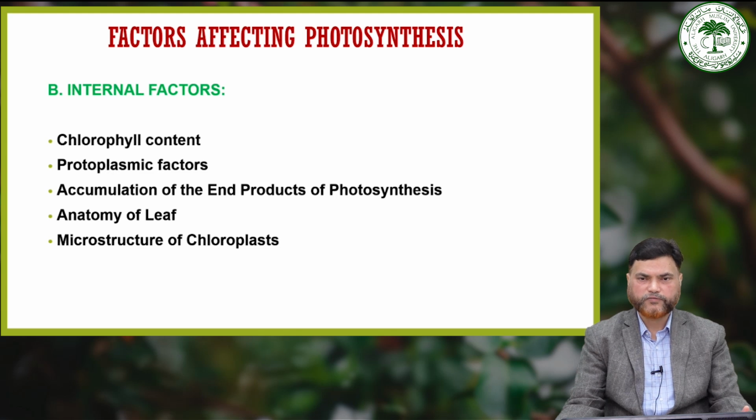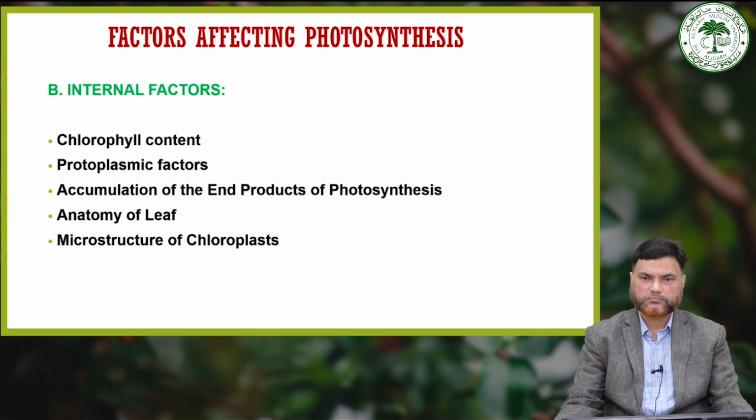Now, the second factor that affects the process of photosynthesis is protoplasmic factors. Proper hydration of the protoplasm is very important for photosynthesis. But even if you take out the part of the plant cell that does photosynthesis, for example chloroplasts, and give them the right conditions, they can still do photosynthesis on their own.